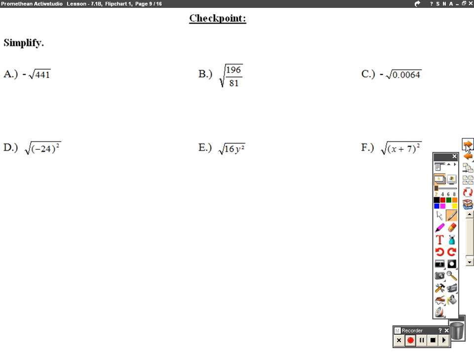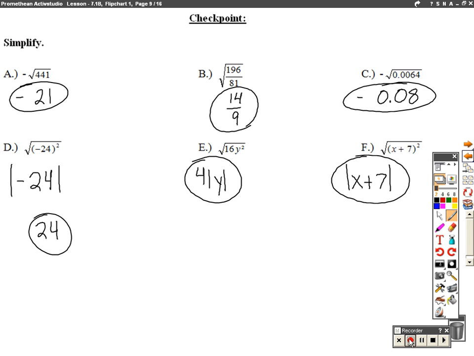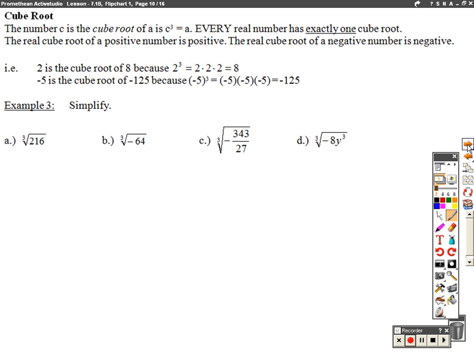Okay, go ahead and try, pause here and try these checkpoints. Okay, go ahead and see how you did on these. And we'll move on to cube root.